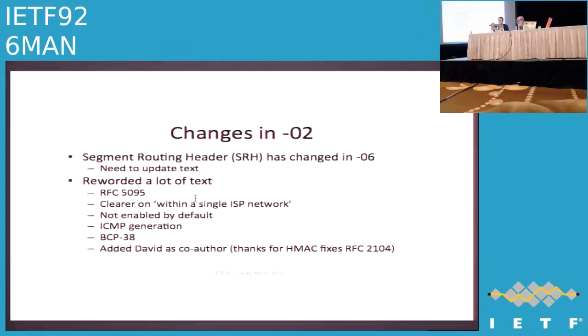That's the one that deprecated routing header type 0. Also stated it's not enabled by default. I remember that routing header type 0 was to be implemented in each and every IPv6 node and enabled by default. In our case, it's activated on select nodes within one ISP, which is, of course, changing vastly the security exposure there.